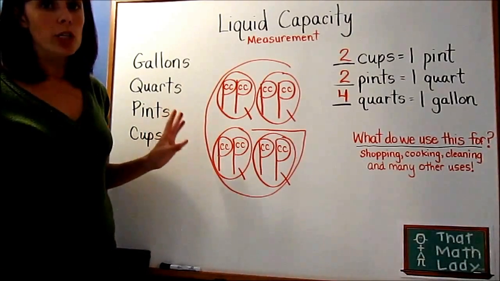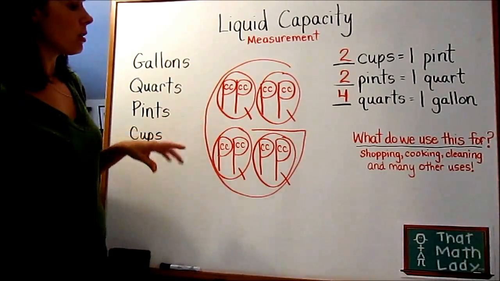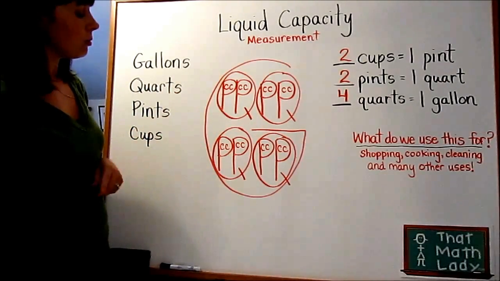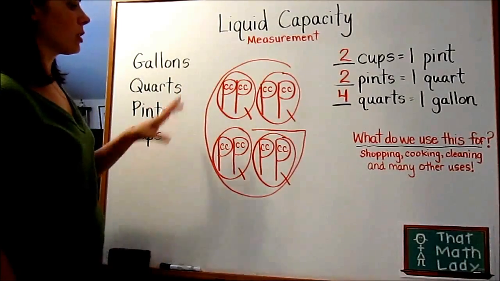And you can use this big G and draw it, and that should remind you of how to do your conversions. 4 Q's in a G, 2 P's in a Q, and 2 C's in a P. And there's your liquid capacity conversion measurement chart right there.